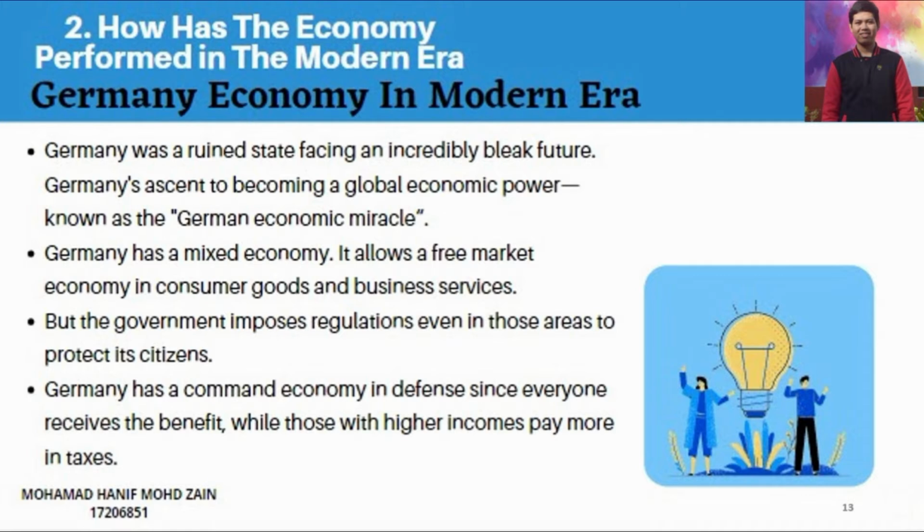Germany has a mixed economy. It allows a free market economy in consumer goods and business services, but the government imposes regulations even in those areas to protect its citizens. Germany has a common economy in defense since everyone receives the benefits, while those with the highest incomes pay more in tax. The government provides healthcare, insurance and education. That means you pay into the system according to your income and receive benefits according to your need.